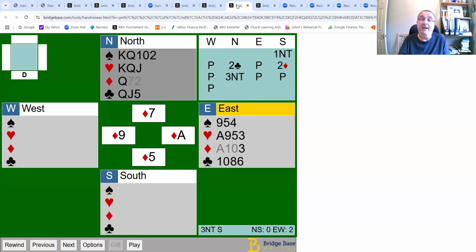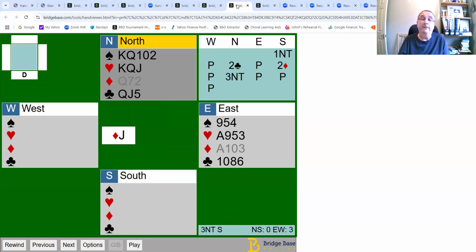Then you cash the ace, and then you play the 3 over to your partner's king. And that way, your partner can now actually make another diamond.